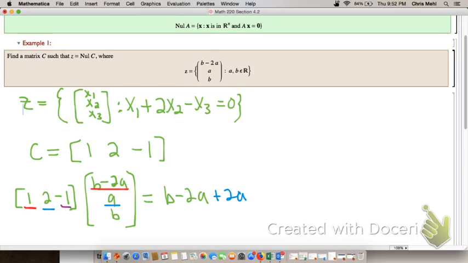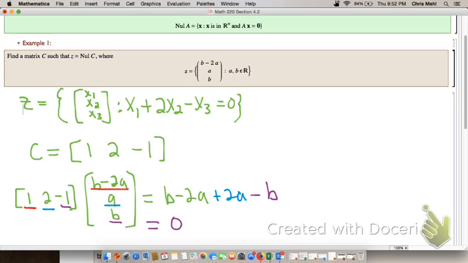And finally, if you take negative 1 times B, the last result would be minus B on the right. And sure enough, the minus 2A plus 2A will add to 0, and the B minus B will add to 0. So we could actually verify.